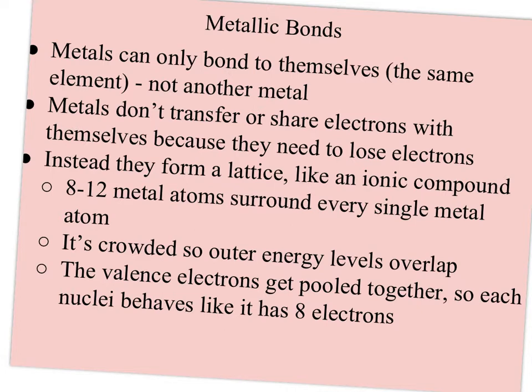And this is because metals need to lose electrons, so sharing electrons with themselves like nonmetals can do doesn't really work, and transferring to themselves doesn't get them both stable. So instead, they form a lattice similar to an ionic compound where 8 to 12 metal atoms surround every single individual metal atom. And it's crowded so their outer energy levels overlap, or their valence electrons. And the valence electrons end up getting pooled together, so each nuclei behaves stably. It behaves like it has 8 electrons.